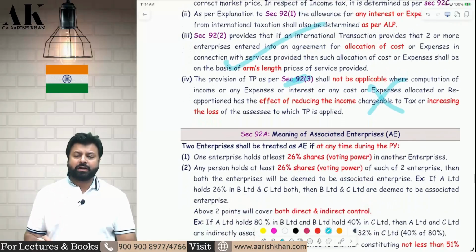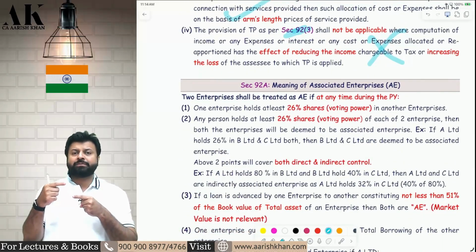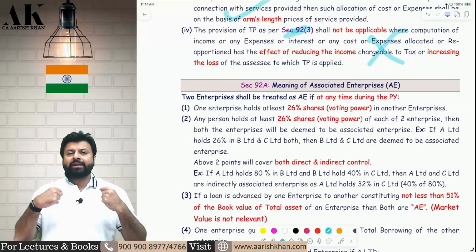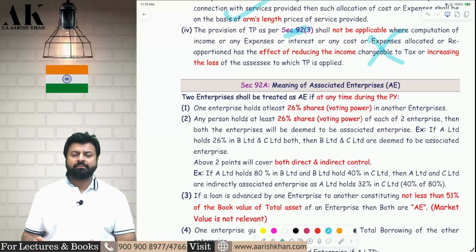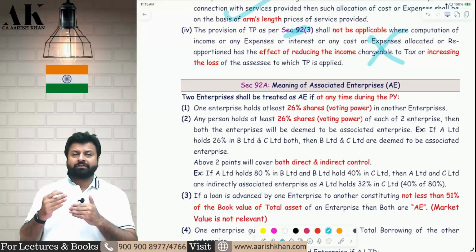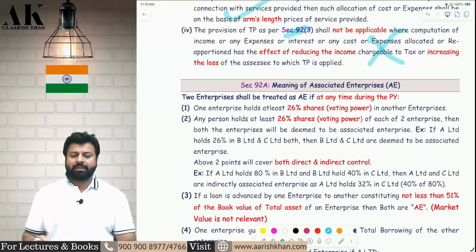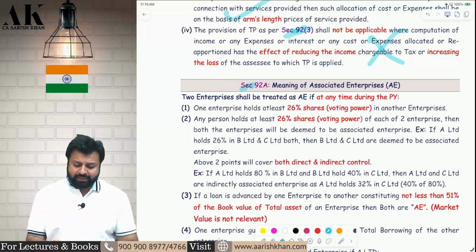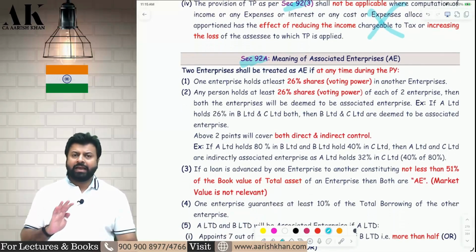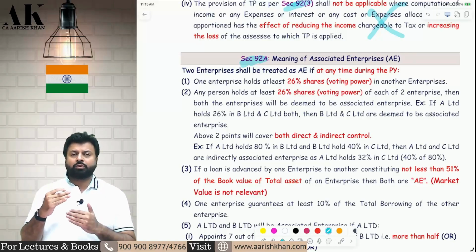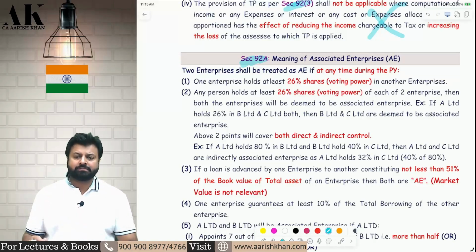Now, one of the most important conditions for applying transfer pricing is the relationship between two entities. When an entity enters into a transaction with another entity, both the entities should be associated enterprises. If both of them are associated enterprises, then only transfer pricing is applicable. Otherwise, transfer pricing provisions are not applicable. Now, the question is, what do I mean by associated enterprise? It is defined in section 92A. And there are around 11 to 12 cases. If you fall in either of the cases, you can say that the two enterprises are associated enterprises. Let's see all the 12 cases one by one.